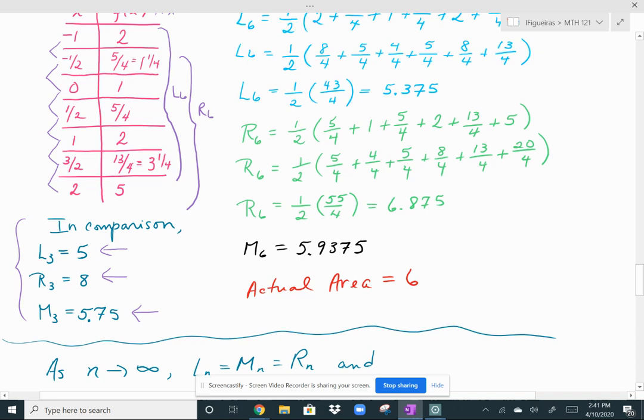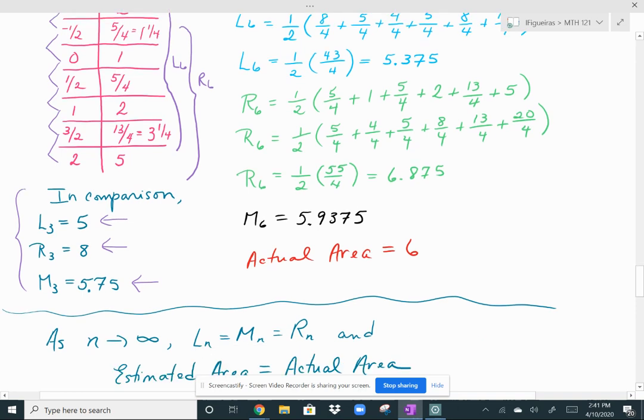So with only 3 rectangles, which is a very small number of rectangles to estimate area, you can see that the left and right hand endpoints are not close, especially the right hand one. But still, your midpoint is a pretty good estimate with only 3. Okay, so let's move on.